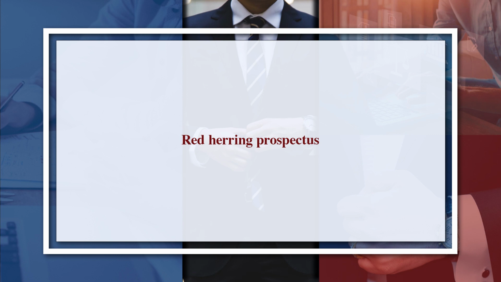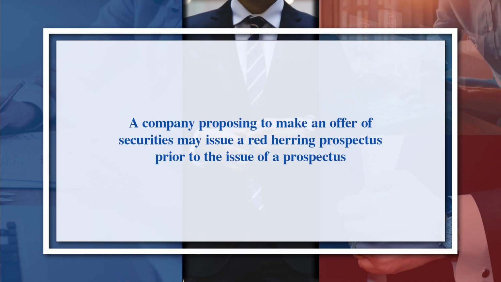Dear students, we now discuss the red herring prospectus. The explanation to section 32 defines the expression red herring prospectus as a prospectus which does not include complete particulars of the quantum or price of the securities. A company proposing to make an offer of securities may issue a red herring prospectus prior to the issue of the prospectus. A company proposing to issue a red herring prospectus shall file it with the registrar at least 3 days prior to the opening of the subscription list and the offer.